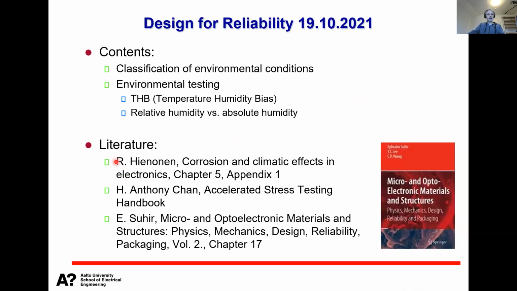Okay, and then as I emphasized last time, this book Corrosion and Climatic Effects in Electronics from VTT, that's also an extremely nice book, especially for this part, for the classification of environmental conditions.